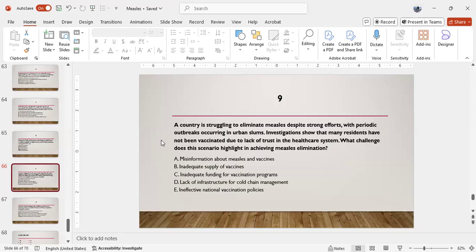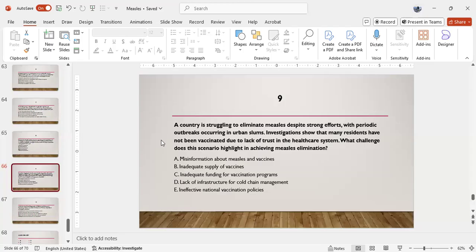A. Misinformation about measles and vaccines. B. Inadequate supply of vaccines. C. Inadequate funding for vaccination programs. D. Lack of infrastructure for cold chain management. Or E. Ineffective national vaccination policies.